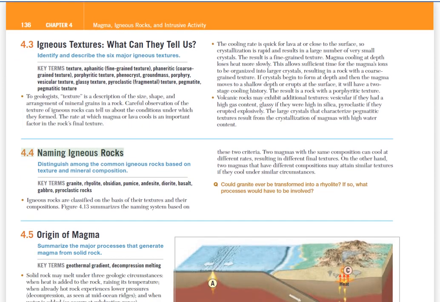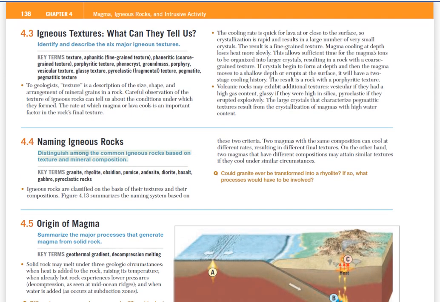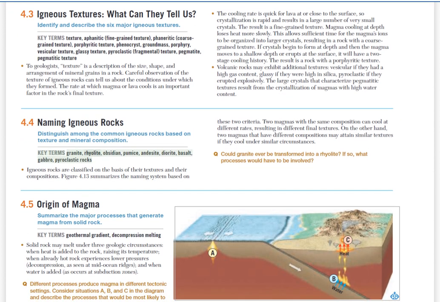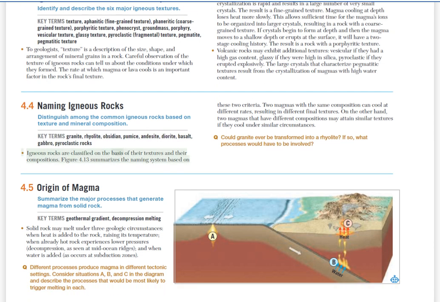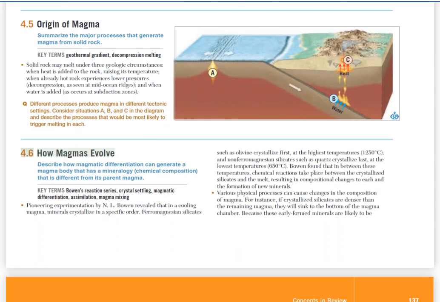4.4 Naming igneous rocks. Distinguish among the common igneous rocks based on texture and mineral composition. Key terms: granite, rhyolite, obsidian, pumice, andesite, diorite, basalt, gabbro, pyroclastic rocks. Igneous rocks are classified on the basis of their textures and their compositions. Figure 4.13 summarizes the naming system.